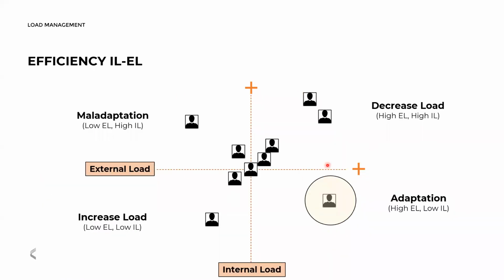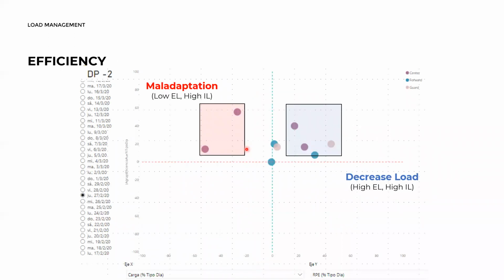Here you can see the efficiency scatter plot that Tim Gabbett proposed. On the x-axis, external load, and on the y-axis, internal load. It lets us understand how the players respond to the load. Here we can see a real example.